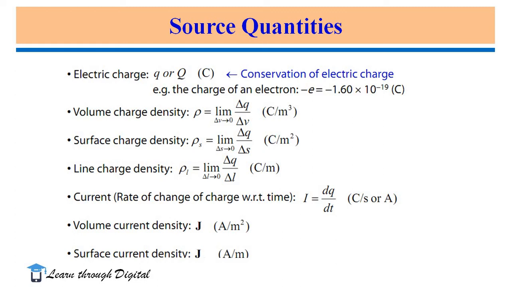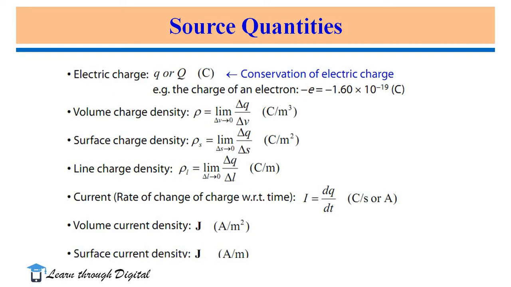In some physical situations, an amount of charge Δq may be identified with an elemental surface ΔS or as an element of length ΔL. In such cases, it will be more appropriate to define surface charge density ρ_s or line charge density ρ_L. ρ_s is equal to ΔQ by ΔS as ΔS tends to 0. Unit for surface charge density is coulomb per meter squared.